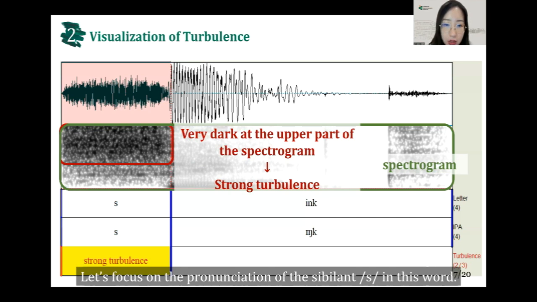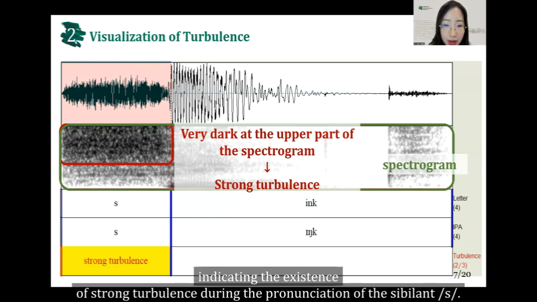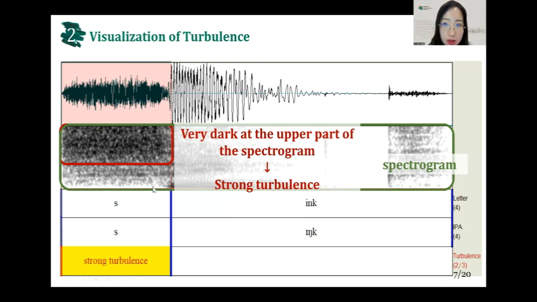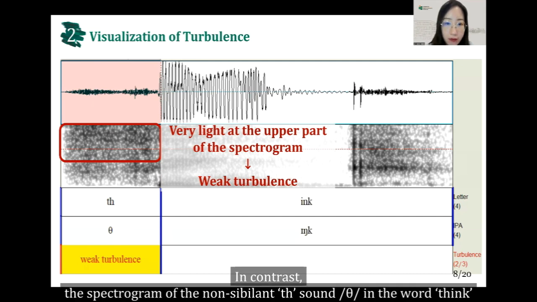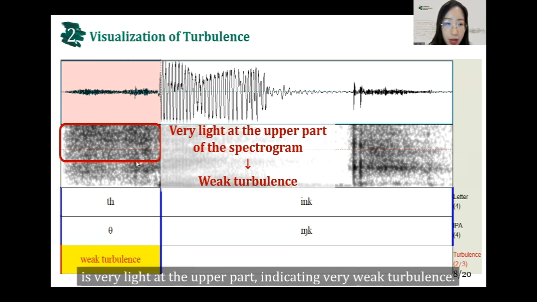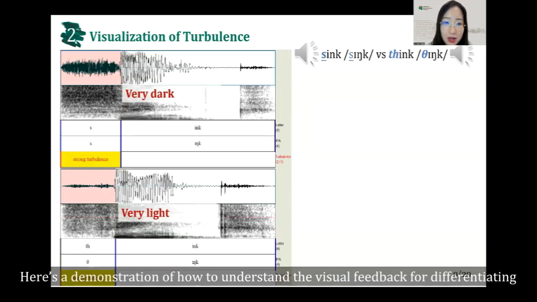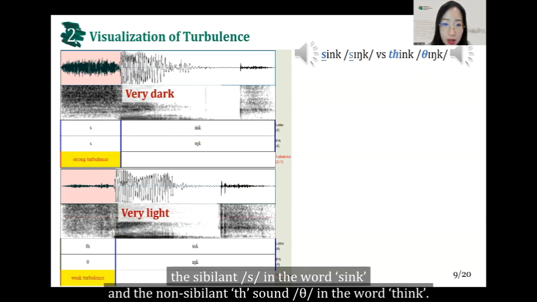Let's focus on the pronunciation of the sibilant of this word. We can see that the spectrogram is very dark at the upper part, indicating the existence of strong turbulence during the pronunciation of the sibilant. In contrast, the spectrogram of the non-sibilant th sound in the word think is very light at the upper part, indicating very weak turbulence. Here's a demonstration of how to understand the visualized feedback for differentiating the sibilant in the word sink. Sink. And the non-sibilant th sound in the word think.